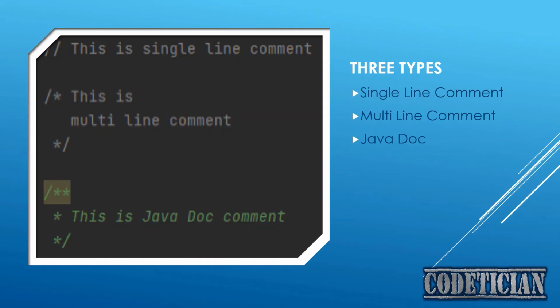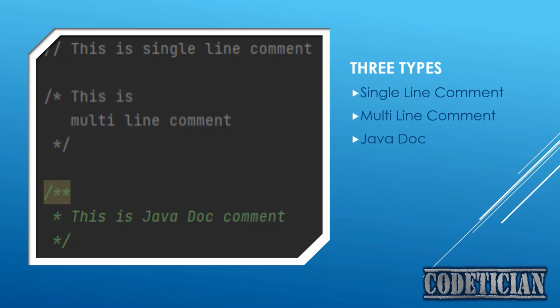In Java, there are three types of comments: single line comment, multi-line comment, and Java docs. So basically on the left hand side, you can see I have noted down all the three comments. Single line comments start with two forward slashes. So everything that will come after these two forward slashes will be treated as a comment.